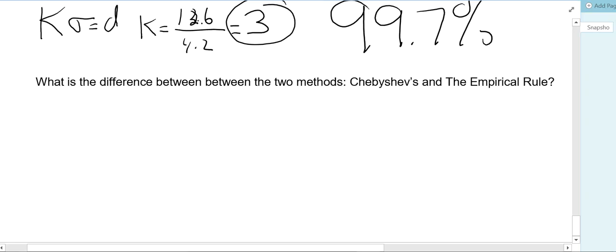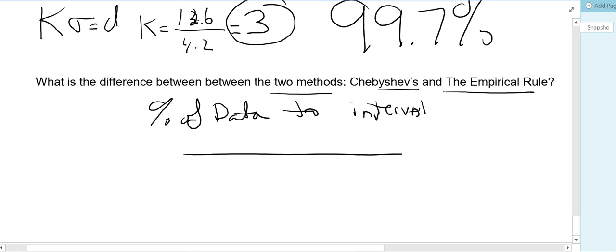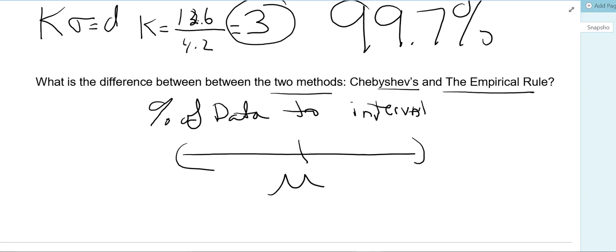So, what's the difference between our two methods, Chebyshev's and the empirical rule? Both of them are relating the percent of data to an interval, right? And that interval is centered at the mean. Chebyshev's works all the time, but is a poor estimation of that percentage. The empirical rule works when you have a bell-shaped distribution.